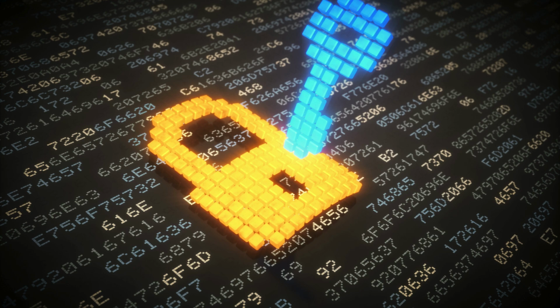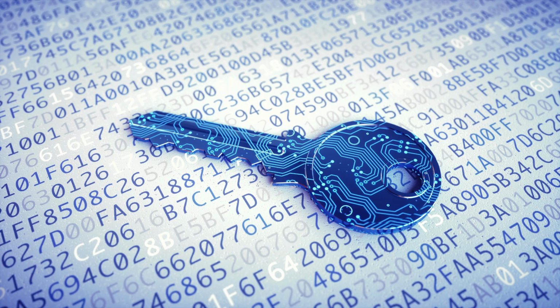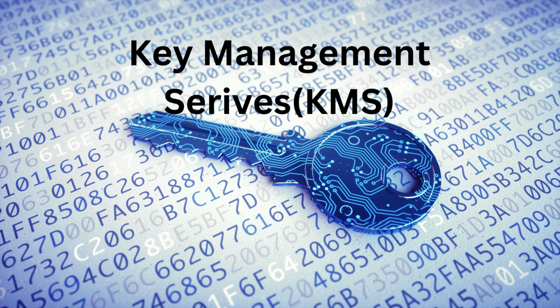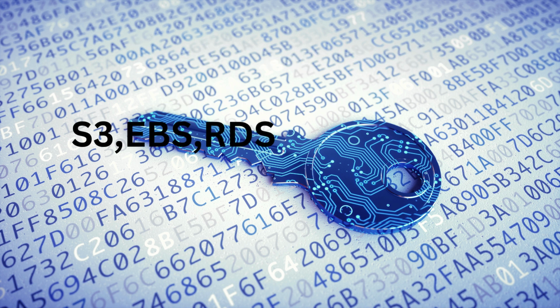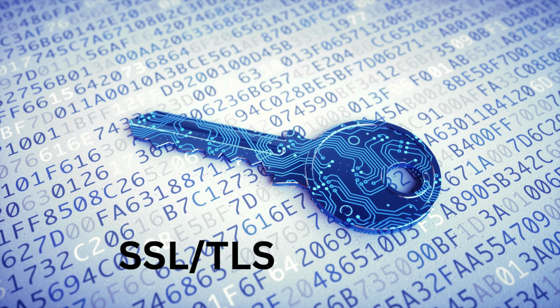So what are the best practices for data protection? Use AWS Key Management Service, shortly called KMS, to manage encryption keys, and it enables encryption on services like Amazon S3, EBS, and RDS. Also ensure all communication is secured using SSL and TLS certificates.